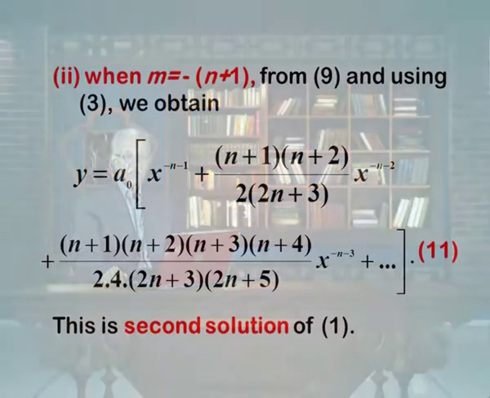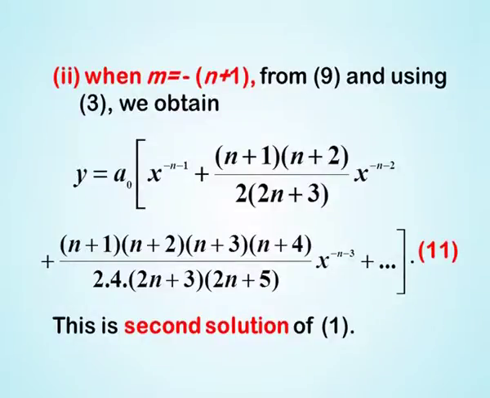Second case, referring to the previous equation, when m is equal to minus of n plus 1. Again, we put this value in 9 and using the 3 we obtain this result, another y is equal to this thing. This is the second solution of the equation 1. So, to make a brief note of everything, we say that equation 1, which is called the Legendre's differential equation, gives two kinds of solution.